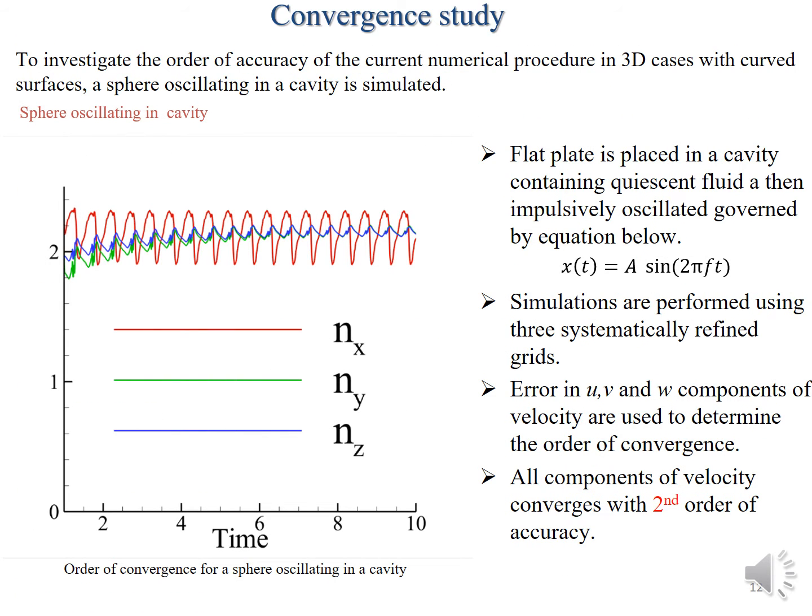The second convergence study we are going to carry out is a sphere oscillating in a cavity, and this is to ensure that our method is converging with at least second order, even for complex shapes with curved surfaces. We still do the same thing. We take a sphere in a cavity and we oscillate it and calculate the error in each mesh, and we can also see that for all velocities it converges with second order accuracy.